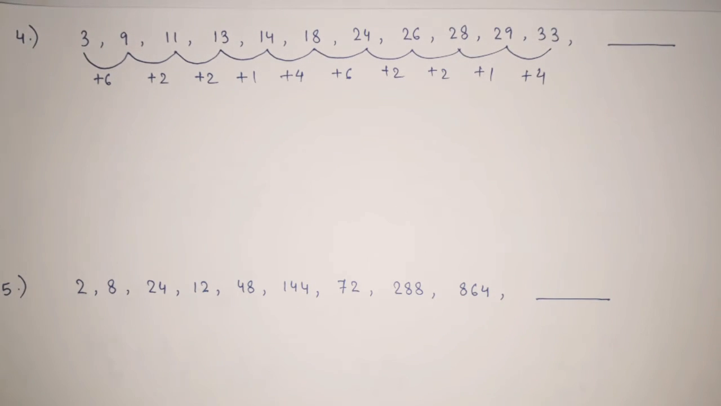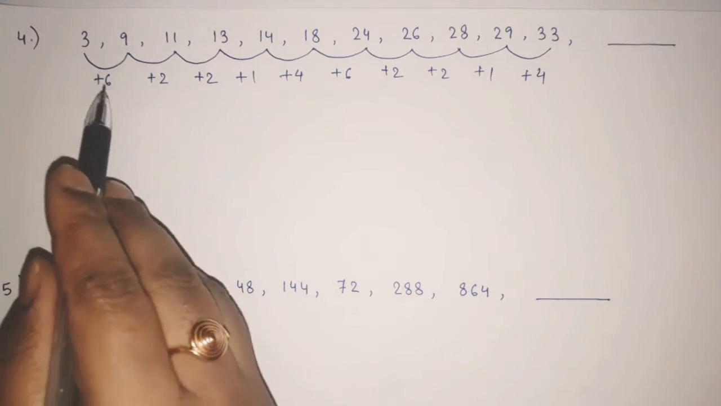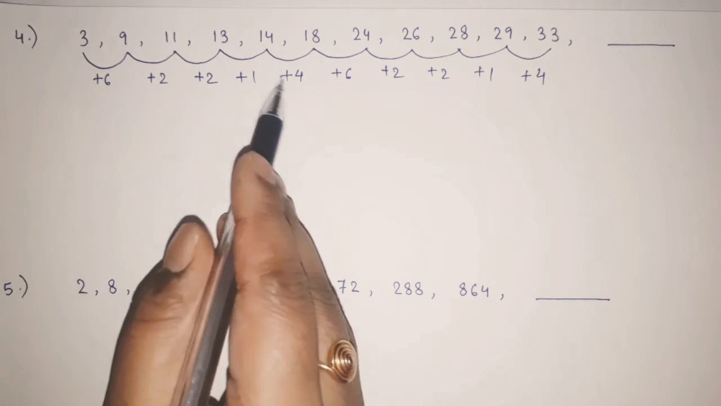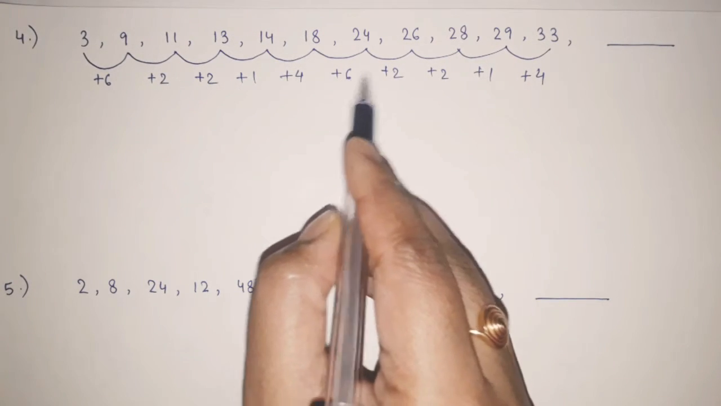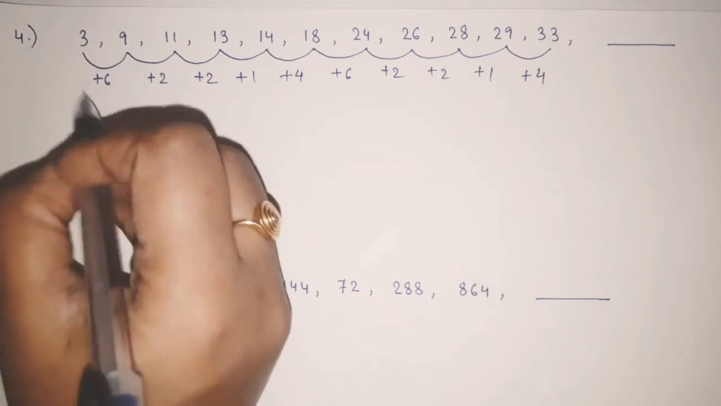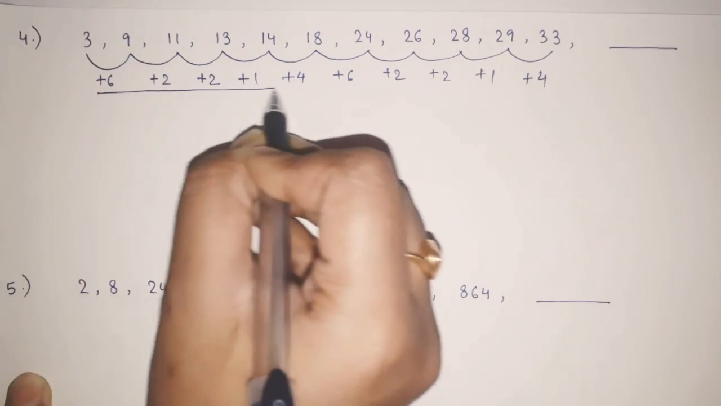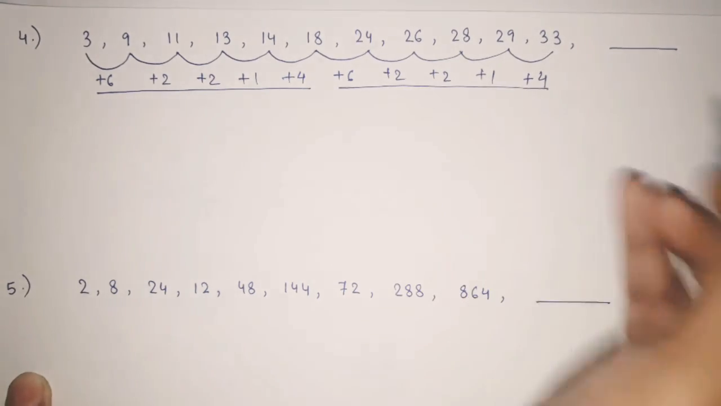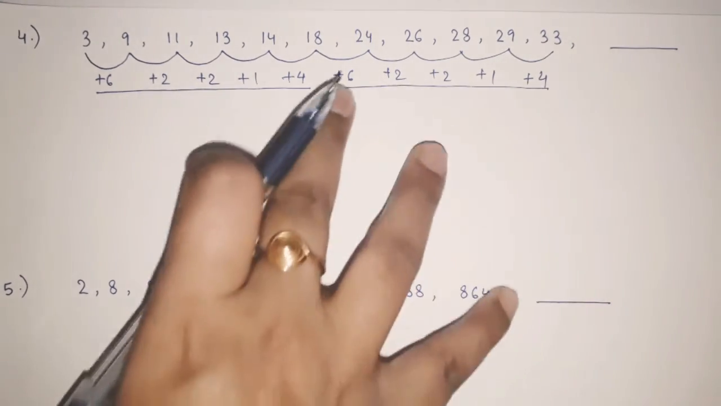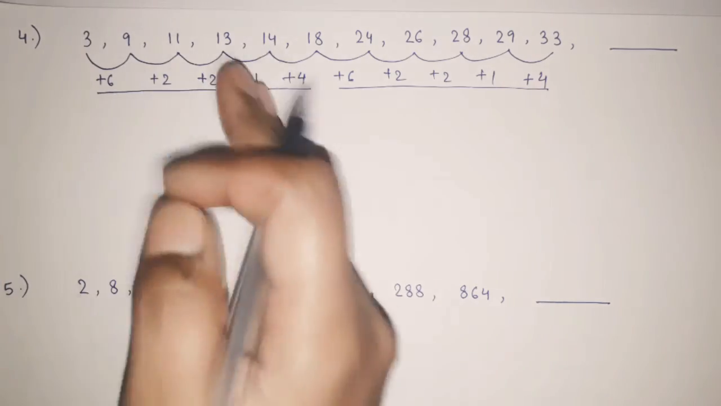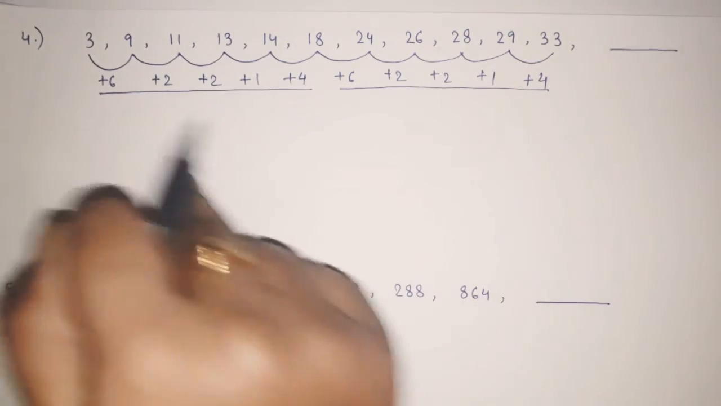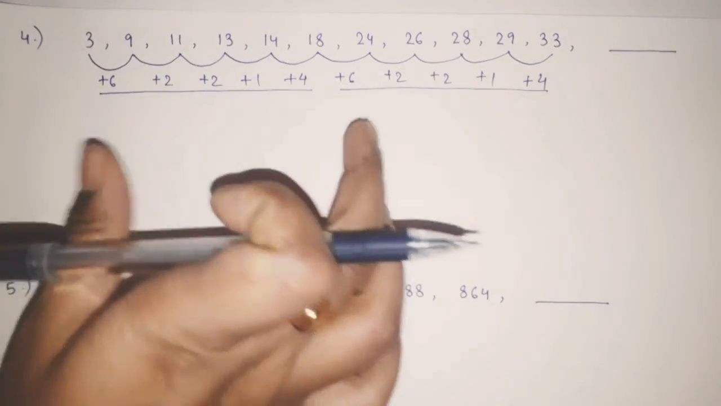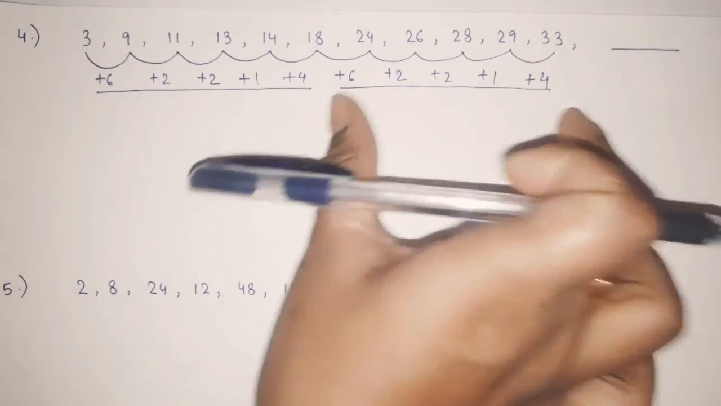So see, is there any pattern? 6, 2, 2, 1, 4. Yes, I can clearly see that this particular pattern of 5 is repeating. That means the series can be a direct 1, 1, 1, 1 series, or we can have a double series, or we can have a series that is a group of pattern.